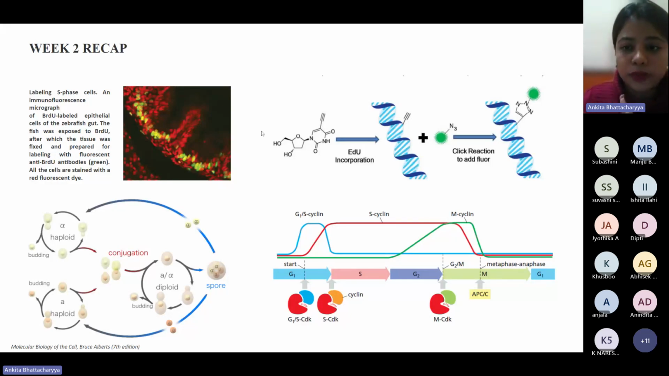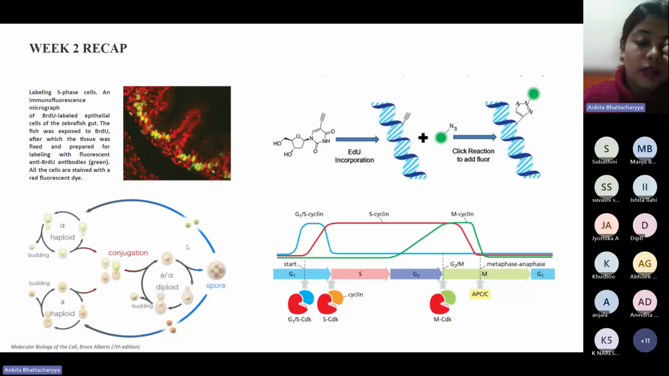So for EDU, as you can see in this representation, EDU gets incorporated into DNA, and then there is a reaction known as a click reaction that fluorescently labels the DNA, and you are able to image those immediately under the microscope. So it is a shorter technique and gives you similar results. It is much quicker, there are fewer artifacts, so it is just a modification that has occurred over time. So yeah, that is what happens.